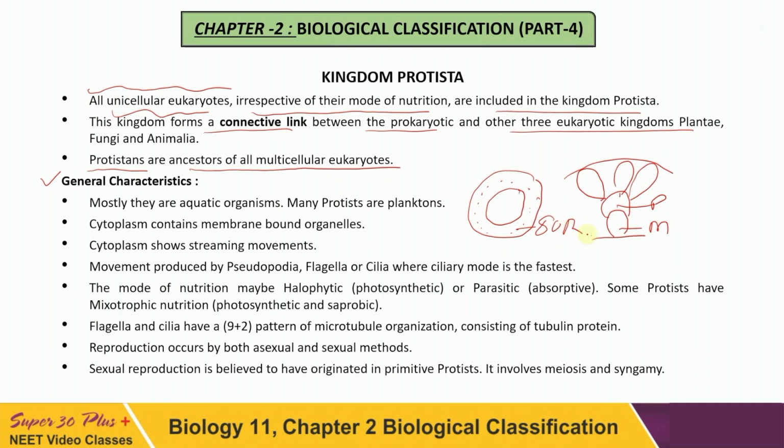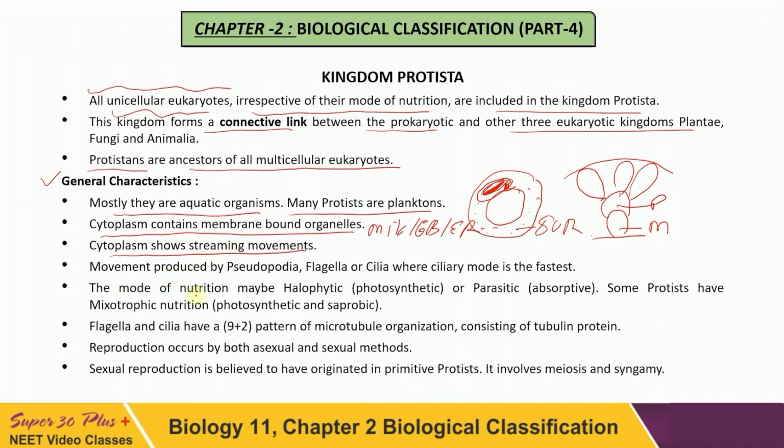We can see the cytoplasm one by one. Mostly these are aquatic organisms, you have to see. Many protists are known as planktons. Cytoplasm contains membrane-bounded organelles, as I told you right now, that is, this may be mitochondria, that may be Golgi bodies, that may be endoplasmic reticulum, and so on. Cytoplasm shows streaming movement because in the cytoplasm we have sap vacuoles, and the cytoplasm rotates around these vacuoles, that shows streaming movement.